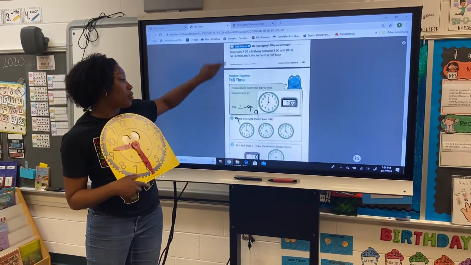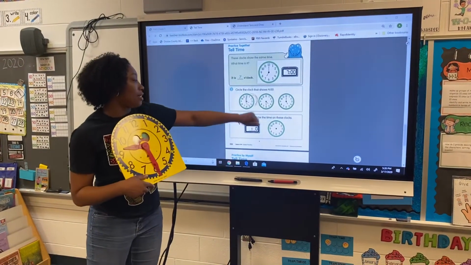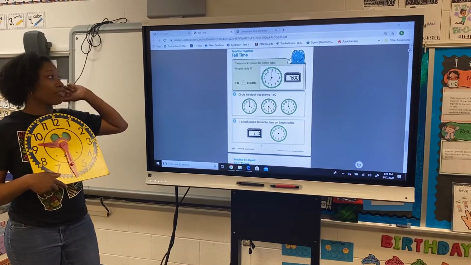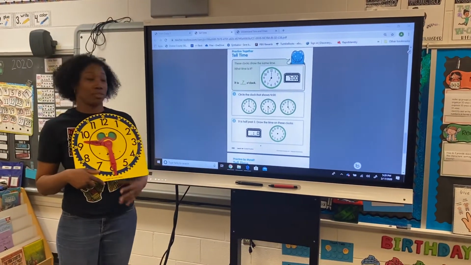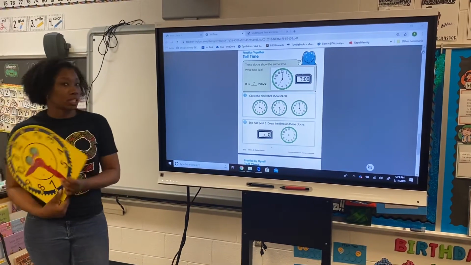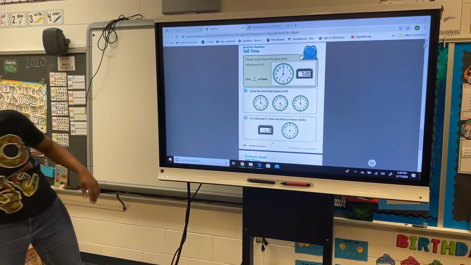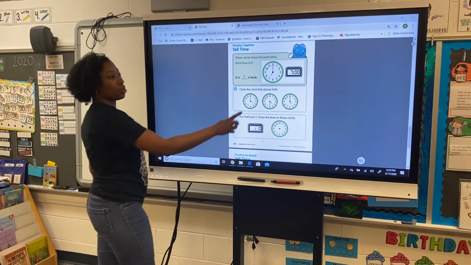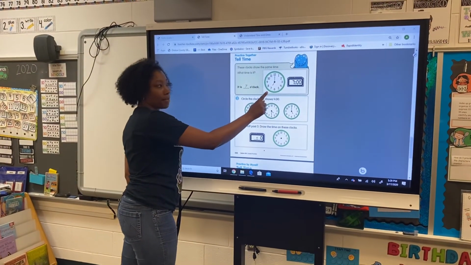Okay, I'm going to continue moving on. Now we are at page 252. This one is the practice part that we're going to do together. So we're actually going to put this clock down. We're going to use our worksheet for this. It says these clocks show the same time. So remember, this is your analog and this is your digital.